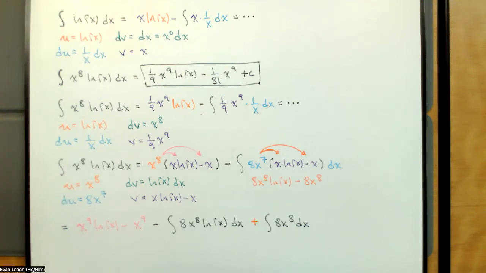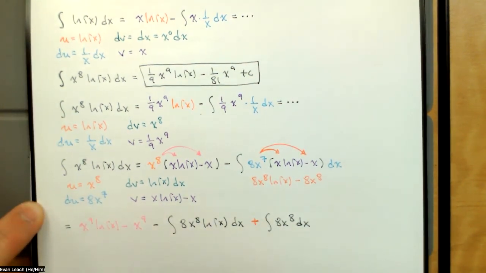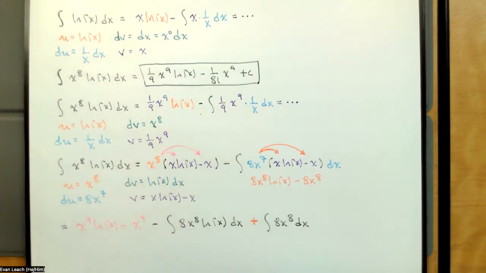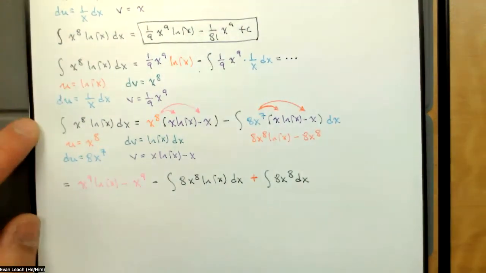So at this point, we see some things starting to happen. First of all, we got the x to the 9th natural log of x minus an x to the 9th. So we got that structure. The coefficients are off, though. But look at what we have over here. This first integral is just 8 copies of what we started with. This second integral is pretty simple. So let's write down what we got.